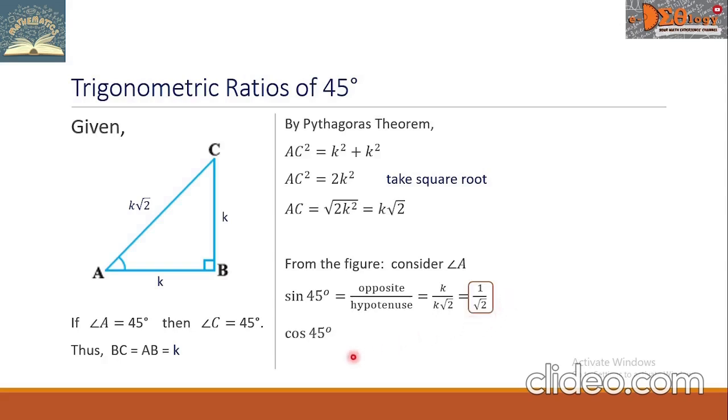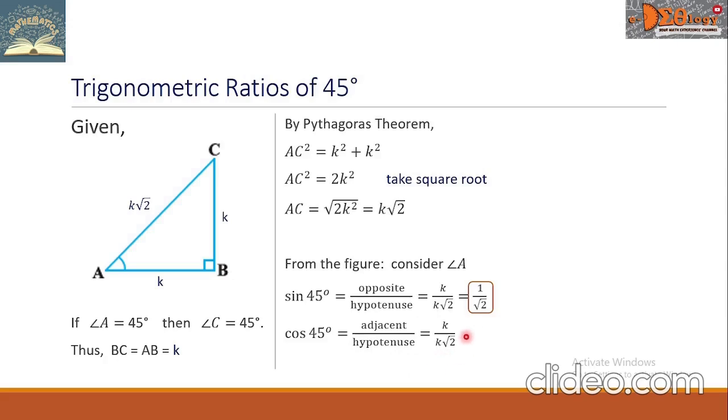What about the cosine of A? Or we say cosine 45 degrees. This is adjacent over hypotenuse. From the figure, we can get the values as K over K square root of 2.